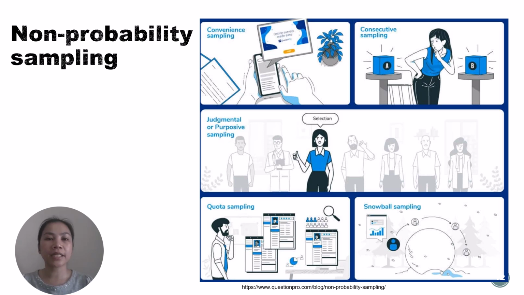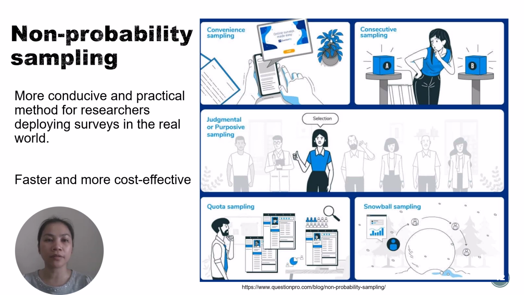Non-probability sampling techniques are a more conducive and practical method for researchers deploying surveys in the real world. Especially in medical research, non-probability sampling is faster and more cost-effective. Non-probability sampling techniques are valuable for specific research purposes. For non-probability sampling, we have convenience sampling, consecutive sampling, purposive sampling, quota sampling, and snowball sampling.